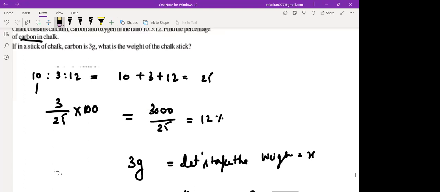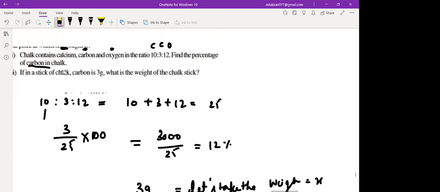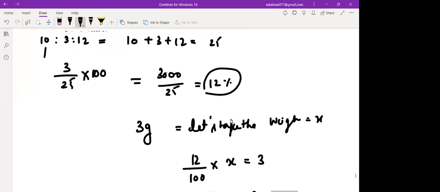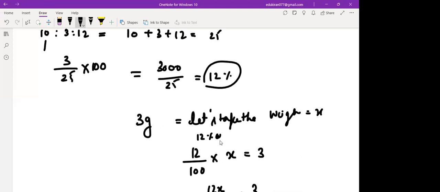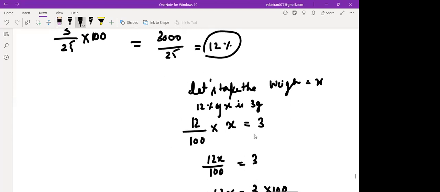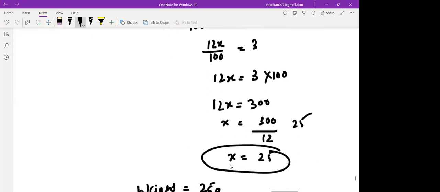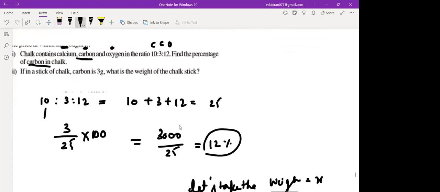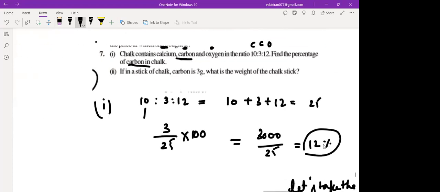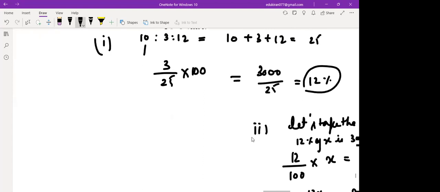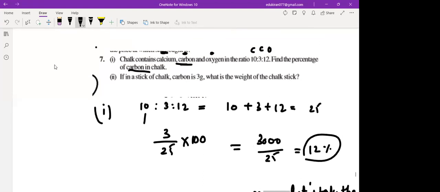Aisha? Yes. Fine? So first you have to find the percentage of carbon. Then you don't know the weight, so 12% of X is 3 gram. I think after this you know how to solve it. So 12% of X equals 3. You get the value of X and this is the weight. Fine with everybody? Yes, ma'am. Your first part, the answer was 12%, and this is your second part. So quickly note it up. The first part and the second part, then the answer.